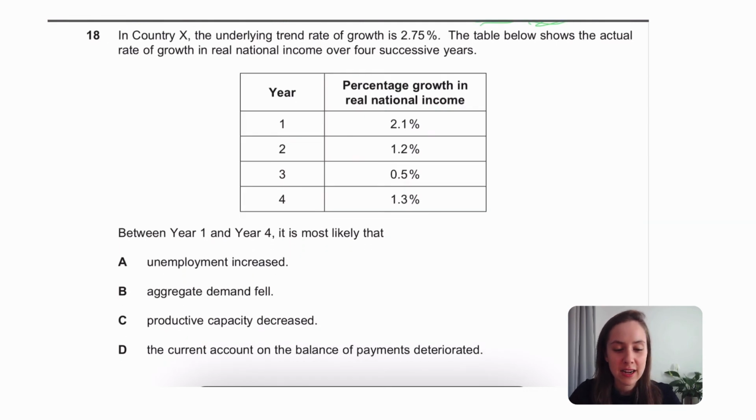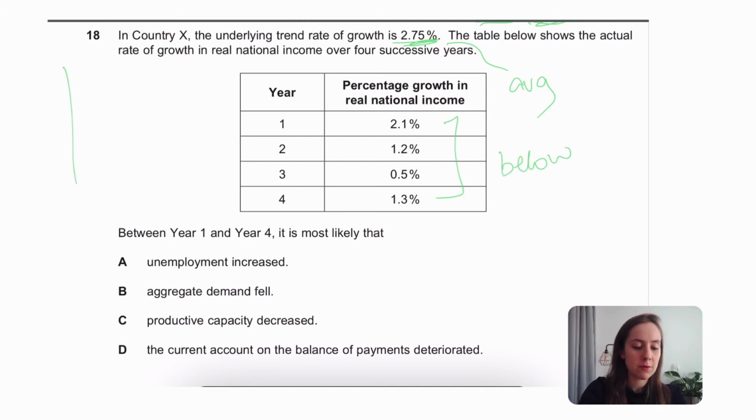It's a tricky one. In country X, the underlying trend rate of growth is 2.75. The table below shows the actual rate of growth in real national income over 4 successive years. The underlying trend rate of growth, I know that that's like the long-term average rate of growth. And we can see over these 4 years, we've always been below the long-term average. So in terms of the boom and bust cycle, we're always below somewhere. So I'm looking for something related to that. I don't really know what I'm looking for, but fingers crossed.